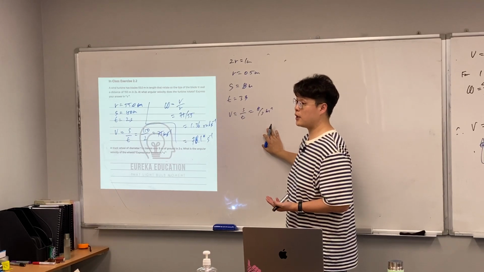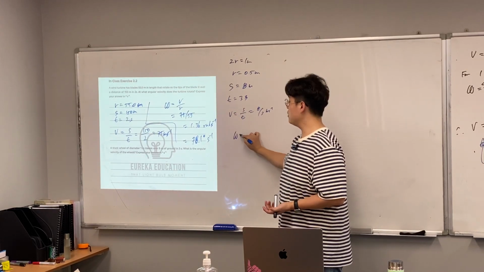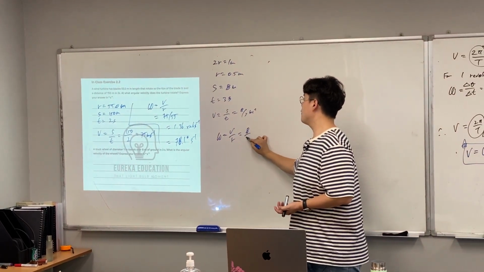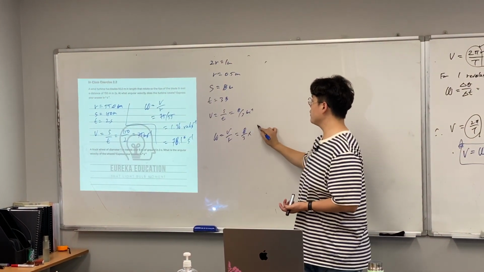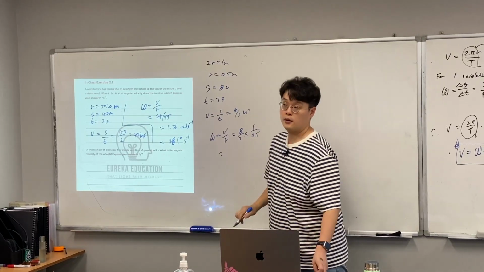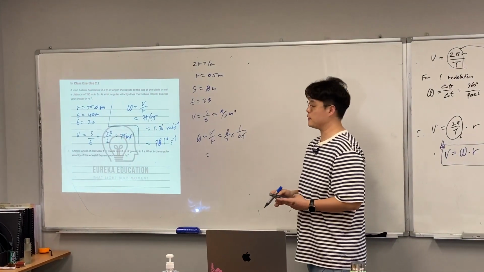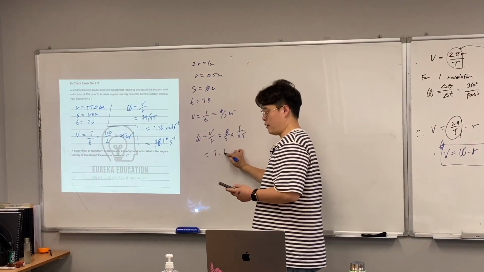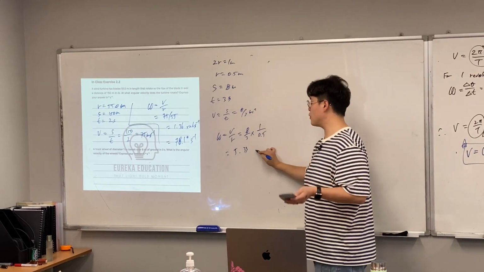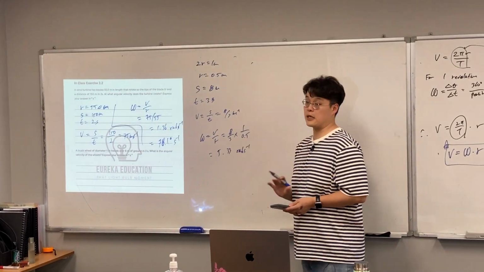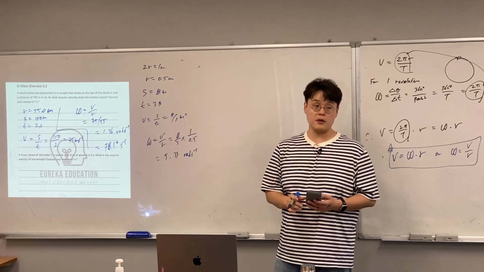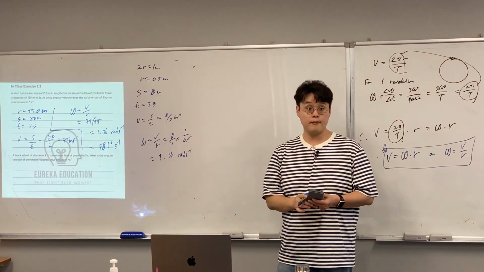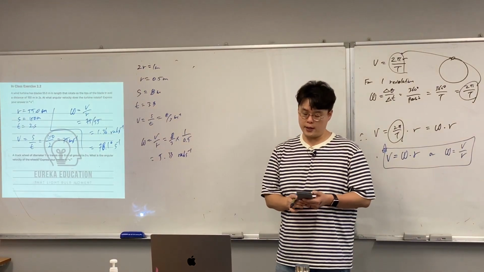Okay, once you get up to here, use the formula omega equals v over r. That is 8 over 3 times 1 over 0.5, which is times 2, same thing. So 16 divided by 3 gives you 5.33. Remember, this is still in radians per second. To convert it into degrees per second, times 180 over pi.